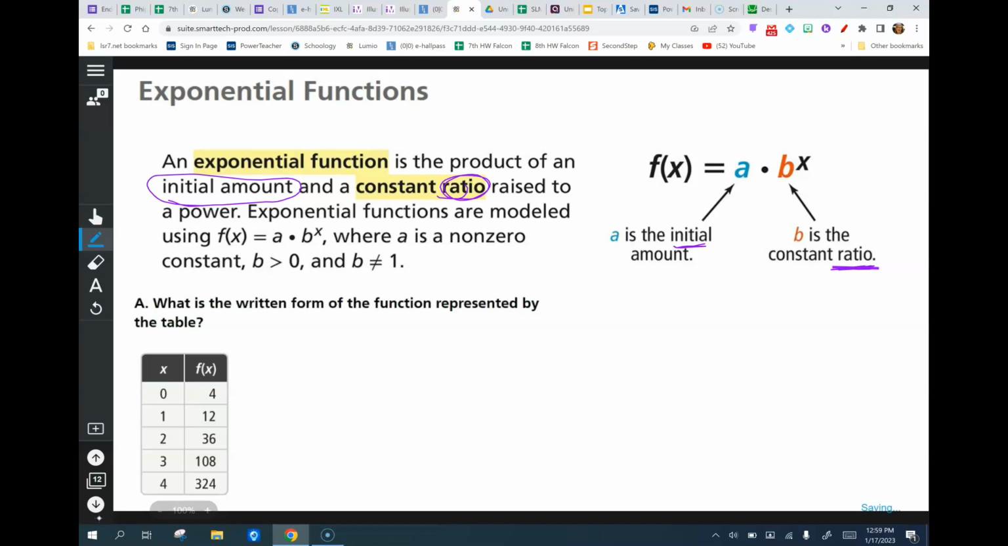So a is the initial amount. b is the constant ratio. And a is a non-zero number, because if you make this 0, well, 0 times anything is just 0. And b has to be greater than 0, and it can't be 1, because if I just put a 1 in here, well, 1 to anything is just going to give you 1.